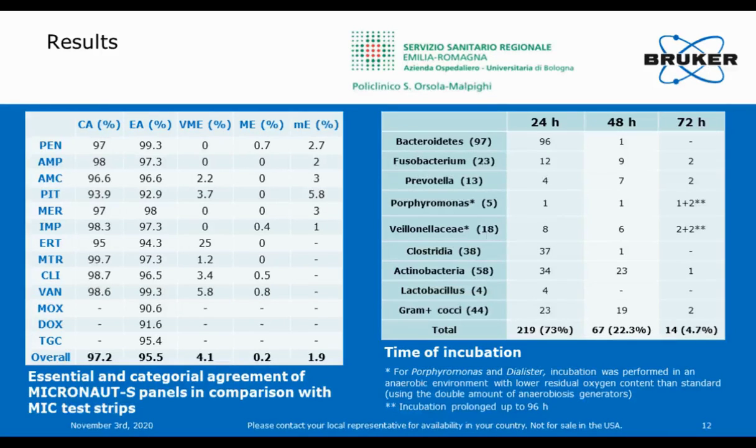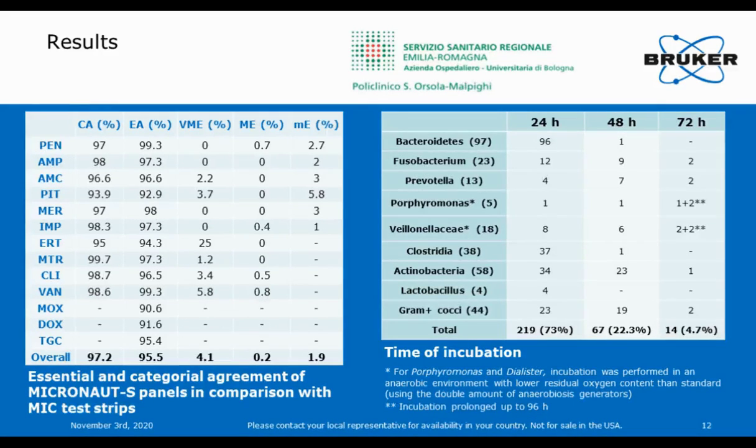The performance of the MICRONAUT panel was evaluated in terms of agreement, essential and categorical, and in terms of error rates, according to ISO recommendations. As you can see reported here in the table on the left, the agreement between the two methods was very good, overall higher than 95%. Also, the error rate was very good, with the majority of very major errors, 21 out of 24, restricted to those antibiotics for which one single breakpoint is defined.